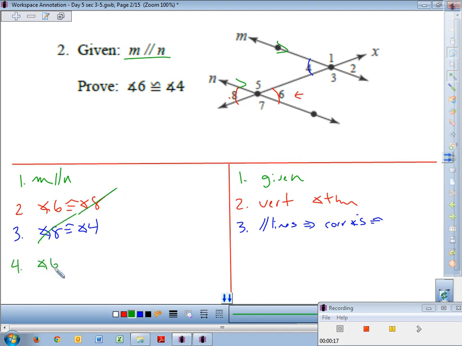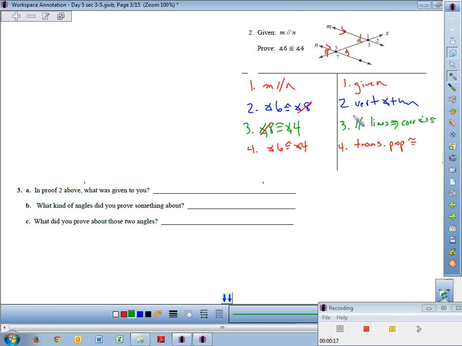And angle 6 is the same as angle 4 because of the transitive property of congruence. Very nice. So this is the same proof that we just did. In proof 2 above, what was given to you? Well, they gave me this, and in 2 words, that's parallel lines. What kind of angles did we prove something about? Angle 6 and angle 4 are the type of angles.